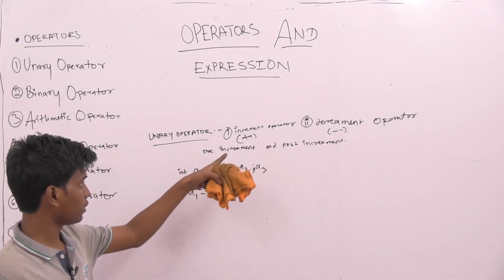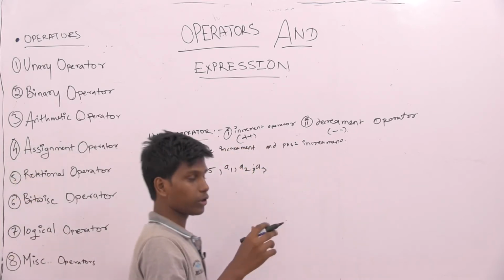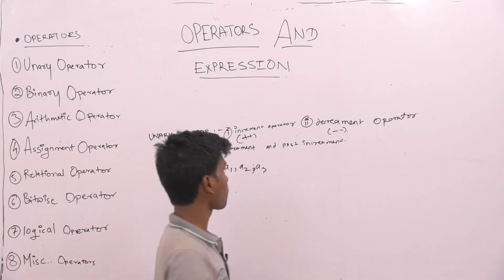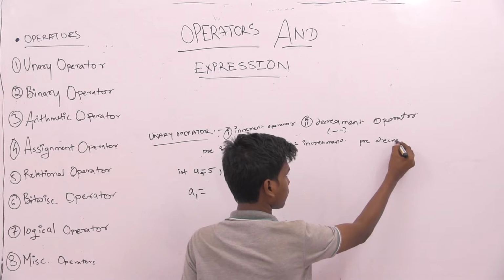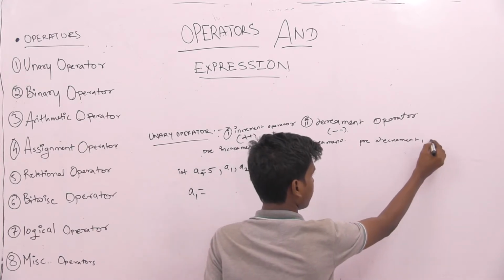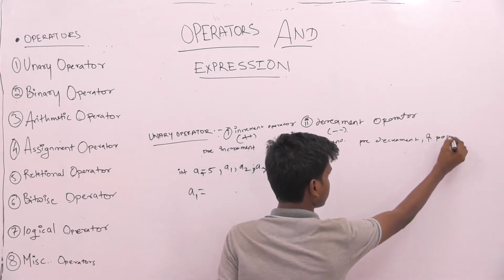As with the increment operator, the decrement operator also has two types: pre-decrement and post-decrement.